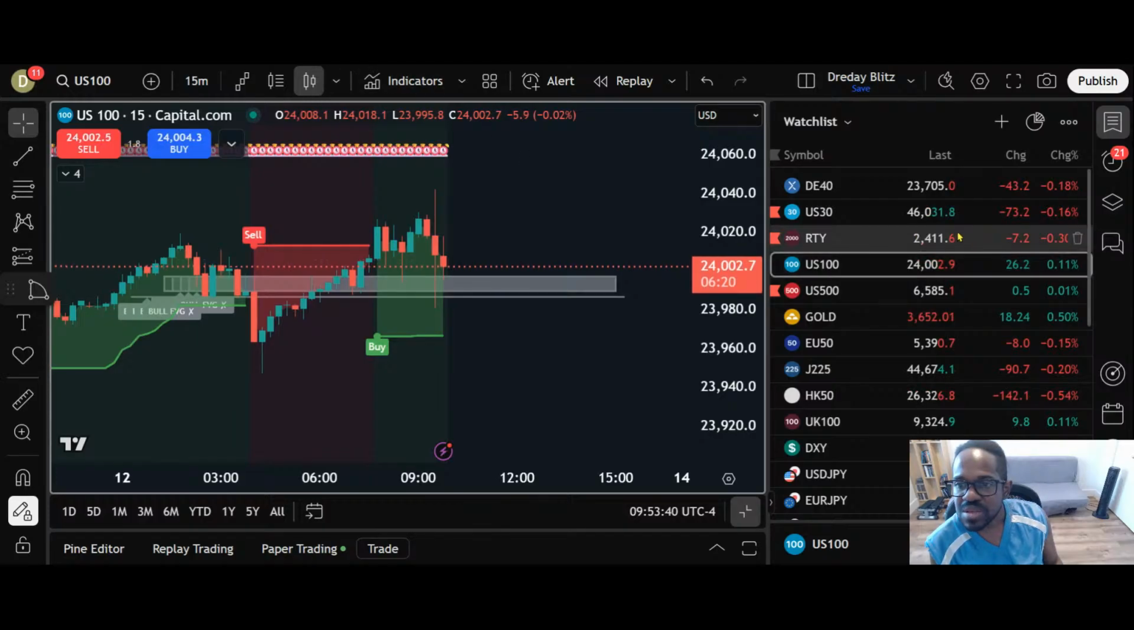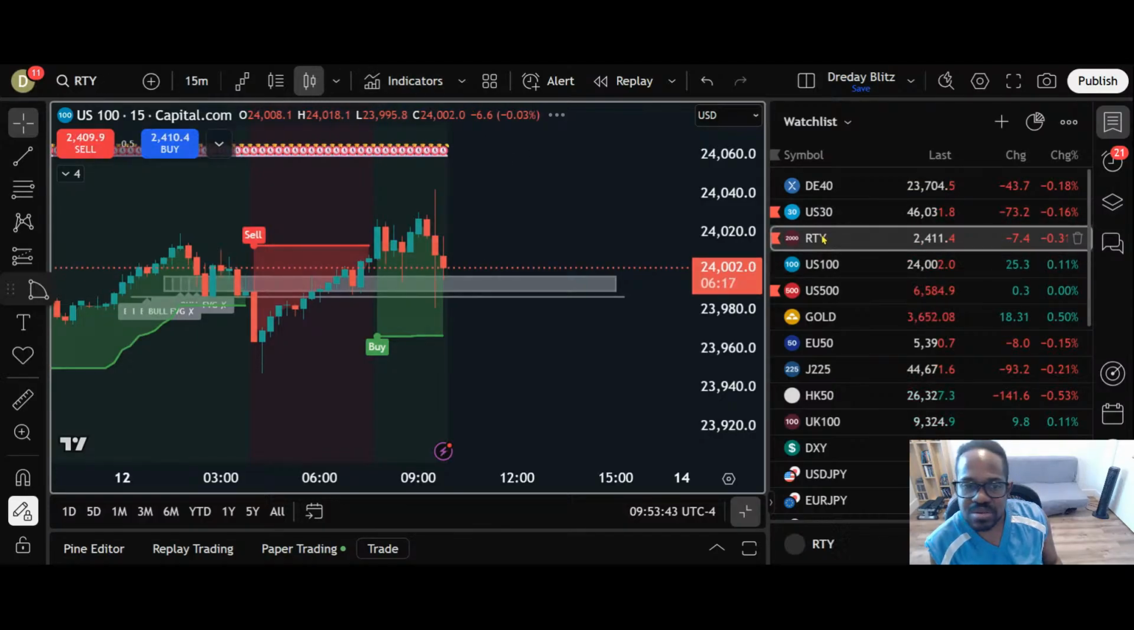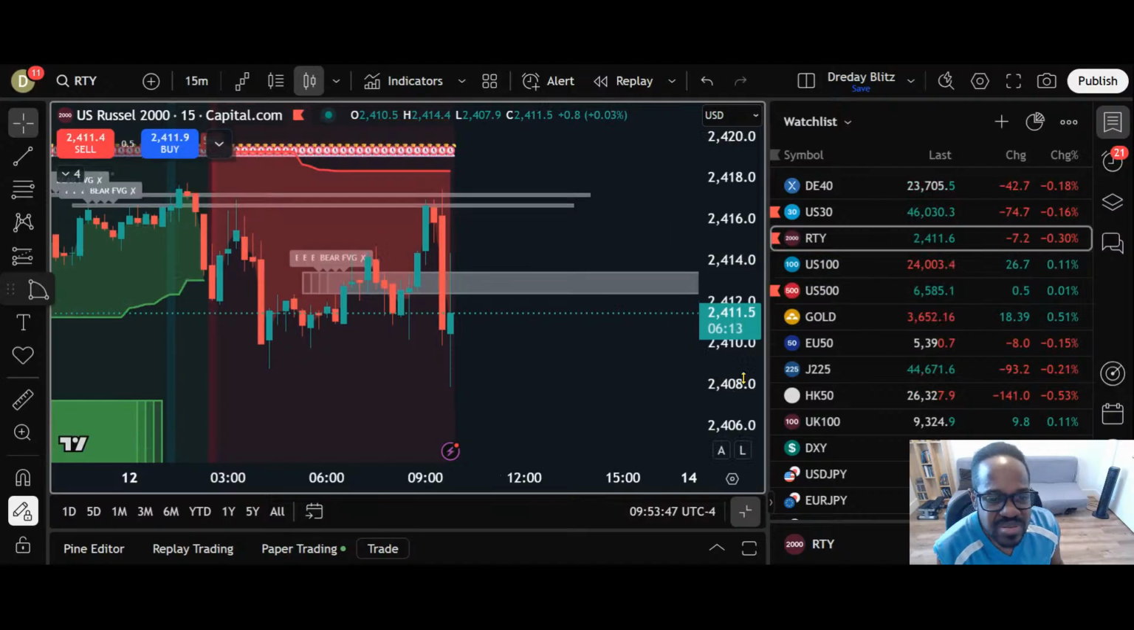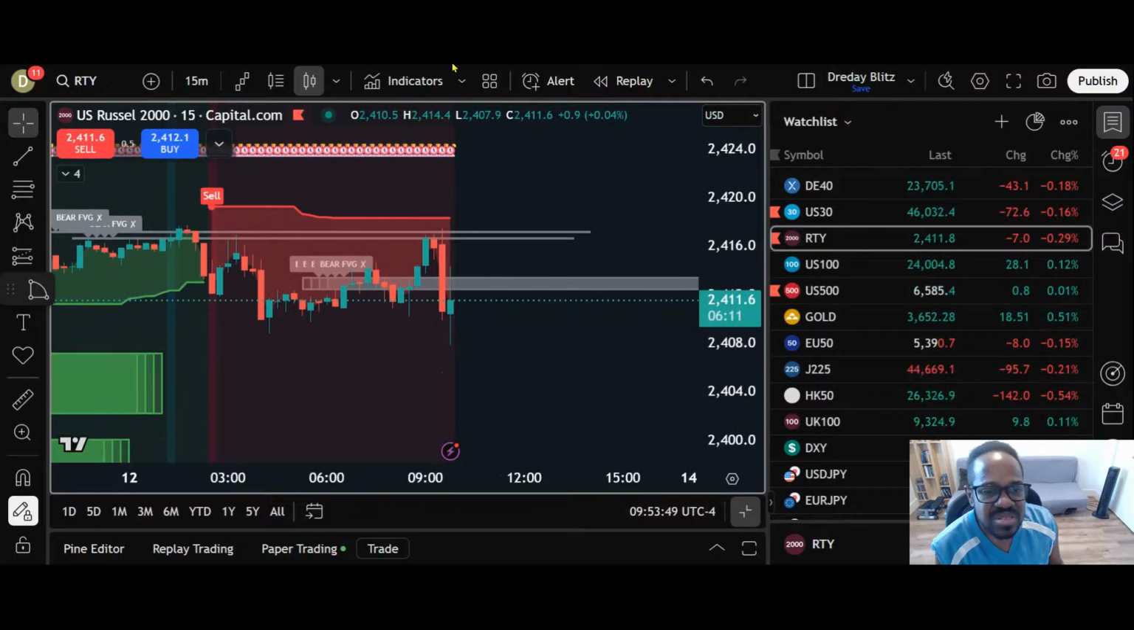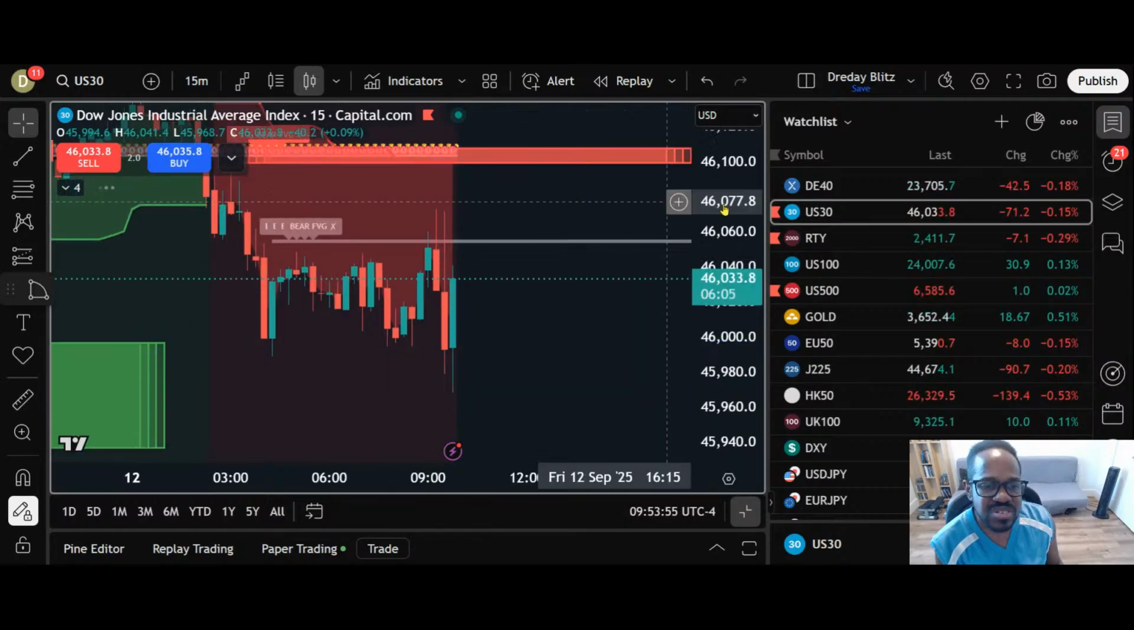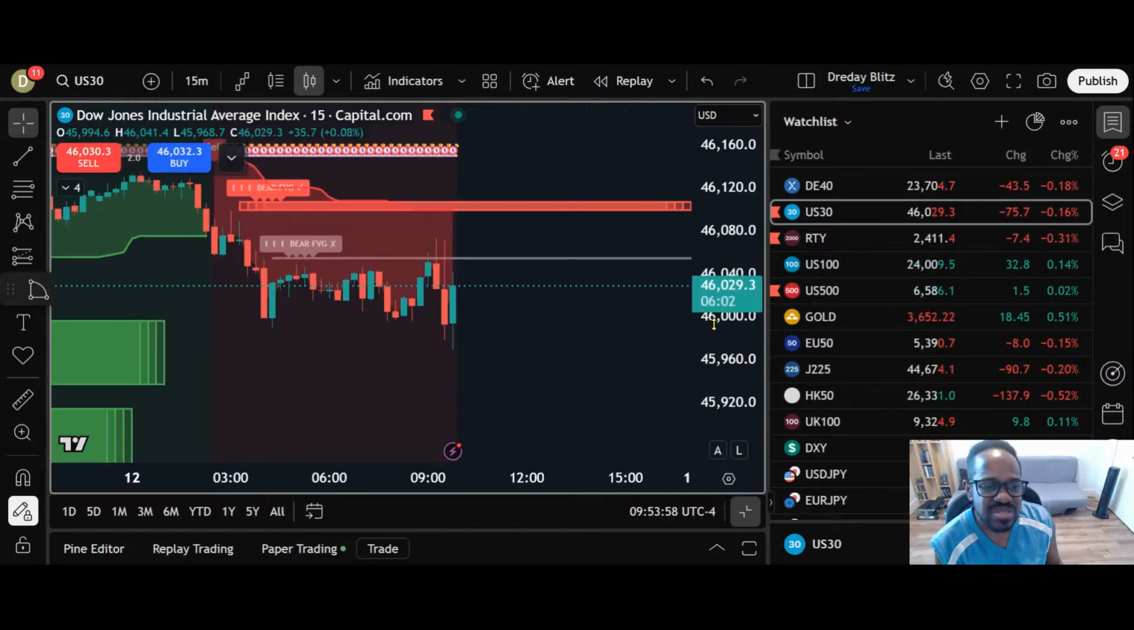So yeah, that's awesome. Let's look at the Russell again. Russell came back up a little bit, so we should have momentum in the downside, still bearish. US30 here started to go up.